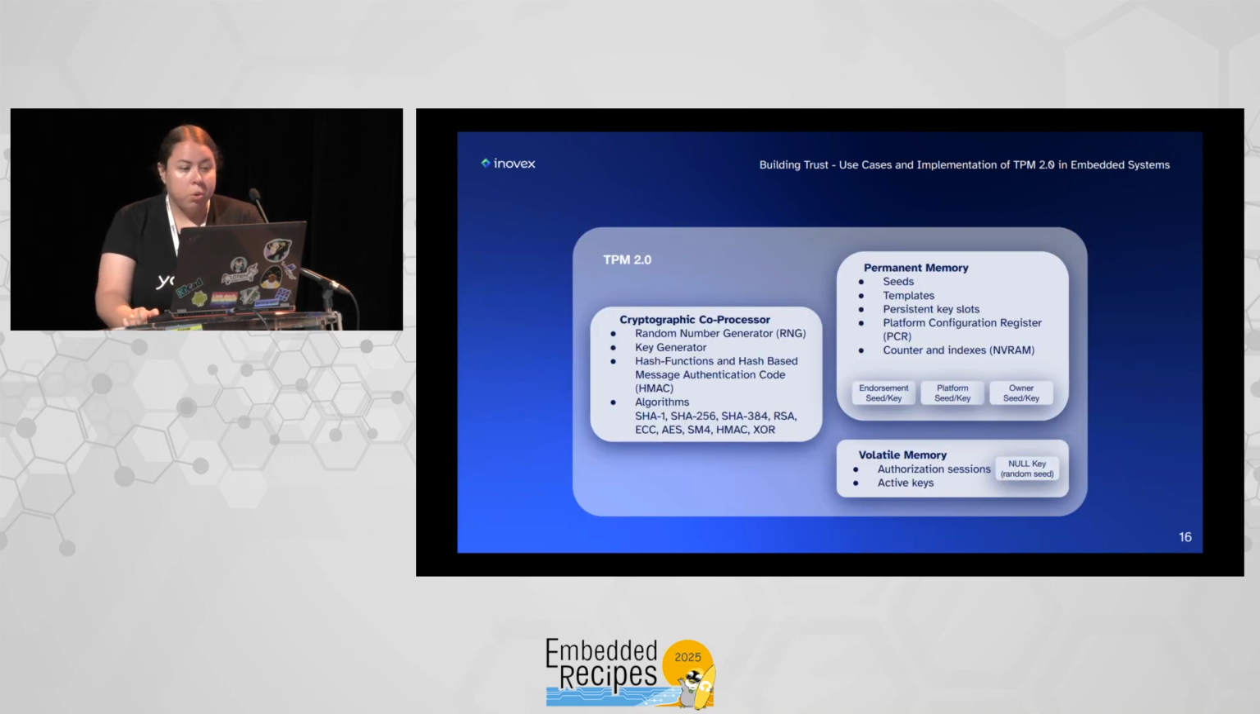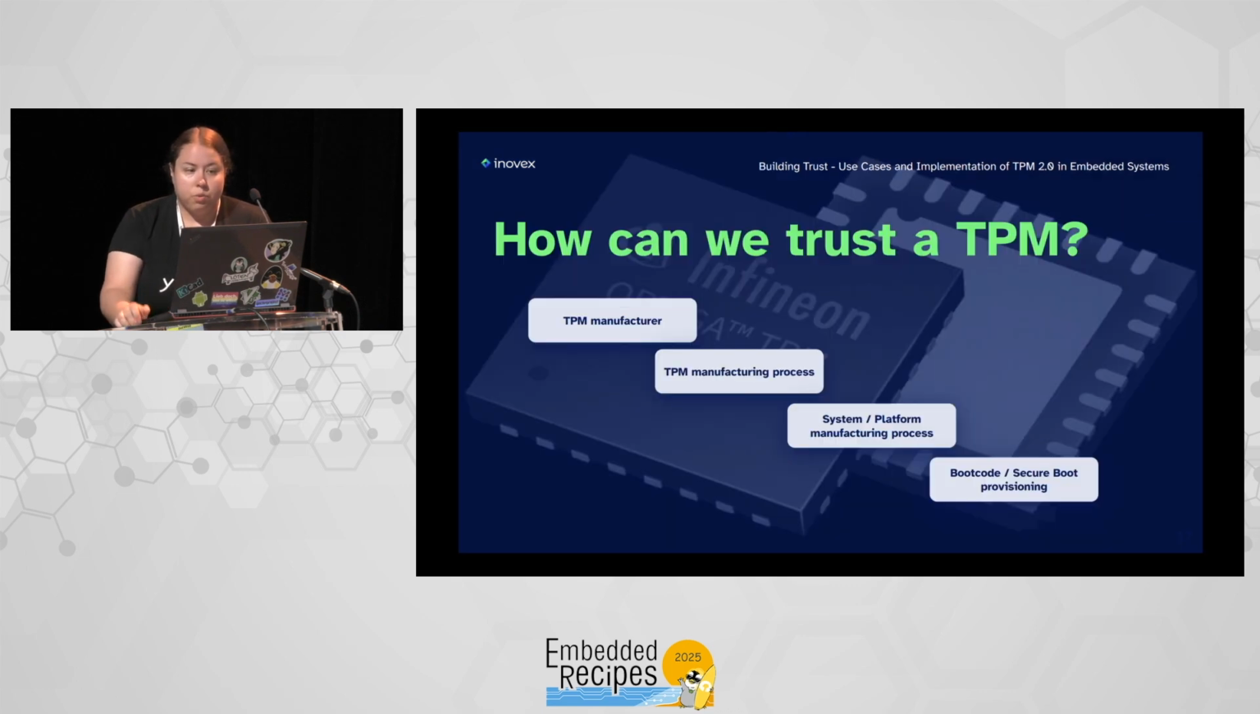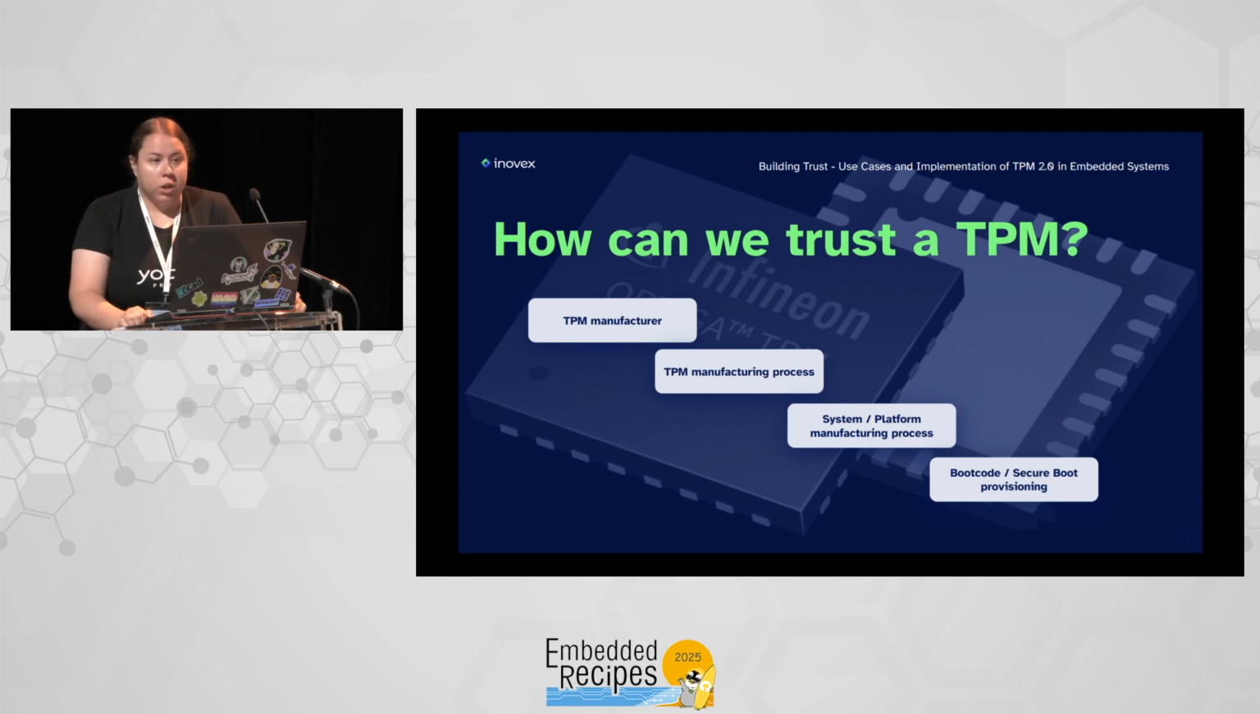So, short recap. We learned about what a TPM looks like and about some of the major components and concepts in there. So let's go further with the question: how can we trust a TPM? Because here there are a lot of components and steps in the chain. You need to trust the manufacturer of a TPM, the manufacturing process, your system manufacturing process. You need to be sure no one intercepts your PCB and sniffs something on the PCB. You need to trust a boot code and provisioning process.